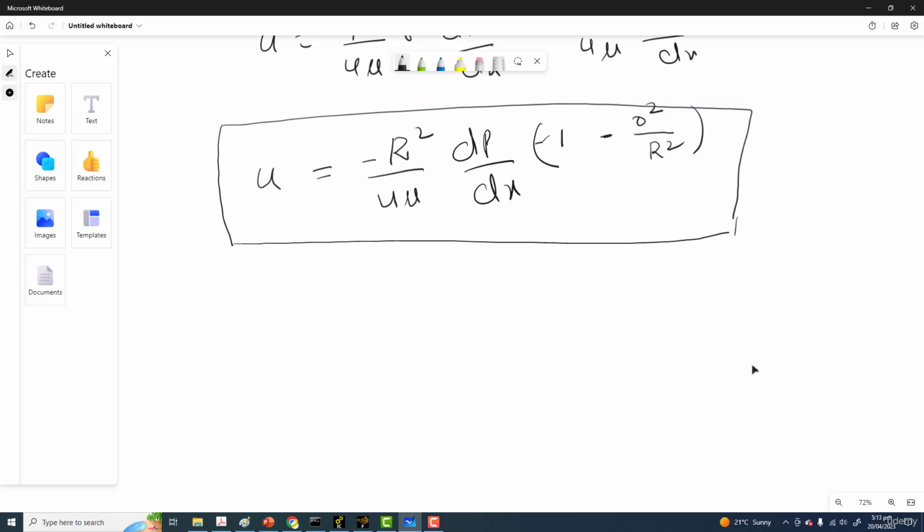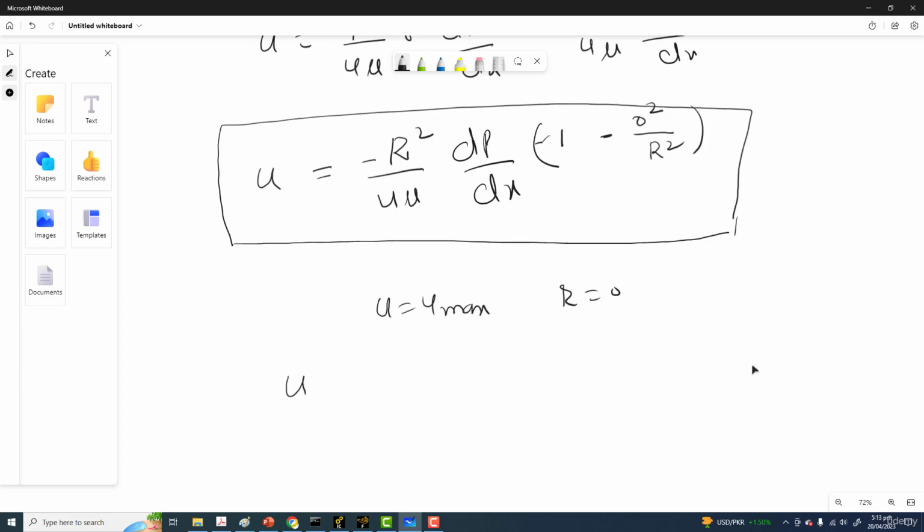So basically now we have to change this dp by dx to the known terms, which we can easily specify or we can know it. So now we have to do one more thing. You know that u is equal to u maximum at r is equal to 0. So if you put this value at r equal to 0, this will be 0 and 1 minus 0 will be 1. So 1 into something will be exactly the same thing.